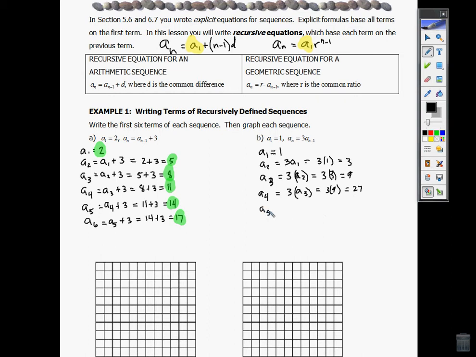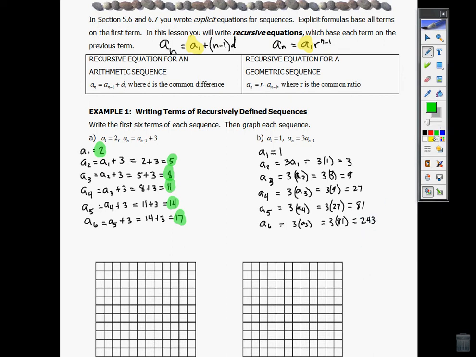A sub 5 is going to equal 3 times the previous term, a sub 4, which I just found out was 27. 3 times 27, getting a little bit high, but hopefully you still know that one to be 81. And a sub 6 is going to be 3 times the previous term, a sub 5, which I just found out was an 81. 3 times 81, this one might take you a little bit, but it's 243.